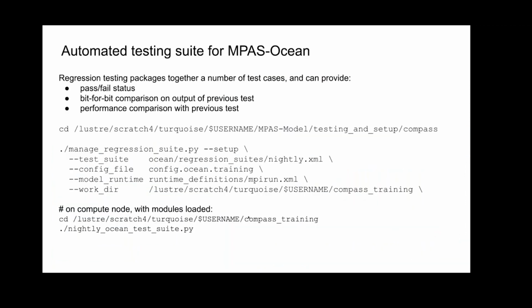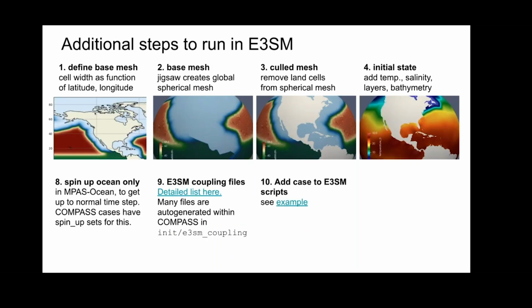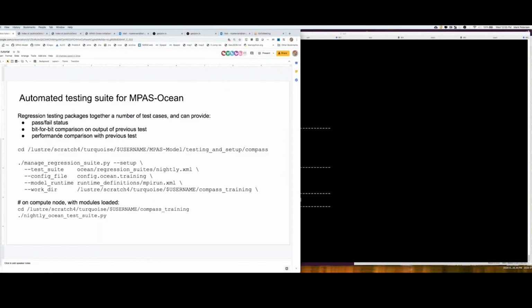I also wanted to mention that with Compass, I went through the Compass initialization, but there's also a really powerful set of tools in here for testing. And this is partly what it was designed for in the first place. So there's regression testing. There are regression suites that you can put together from a bunch of these tests. When you run them, they can give you pass-fail, bit-for-bit comparisons from one test to the other. So you can compare them across different executables or different points in the repo.